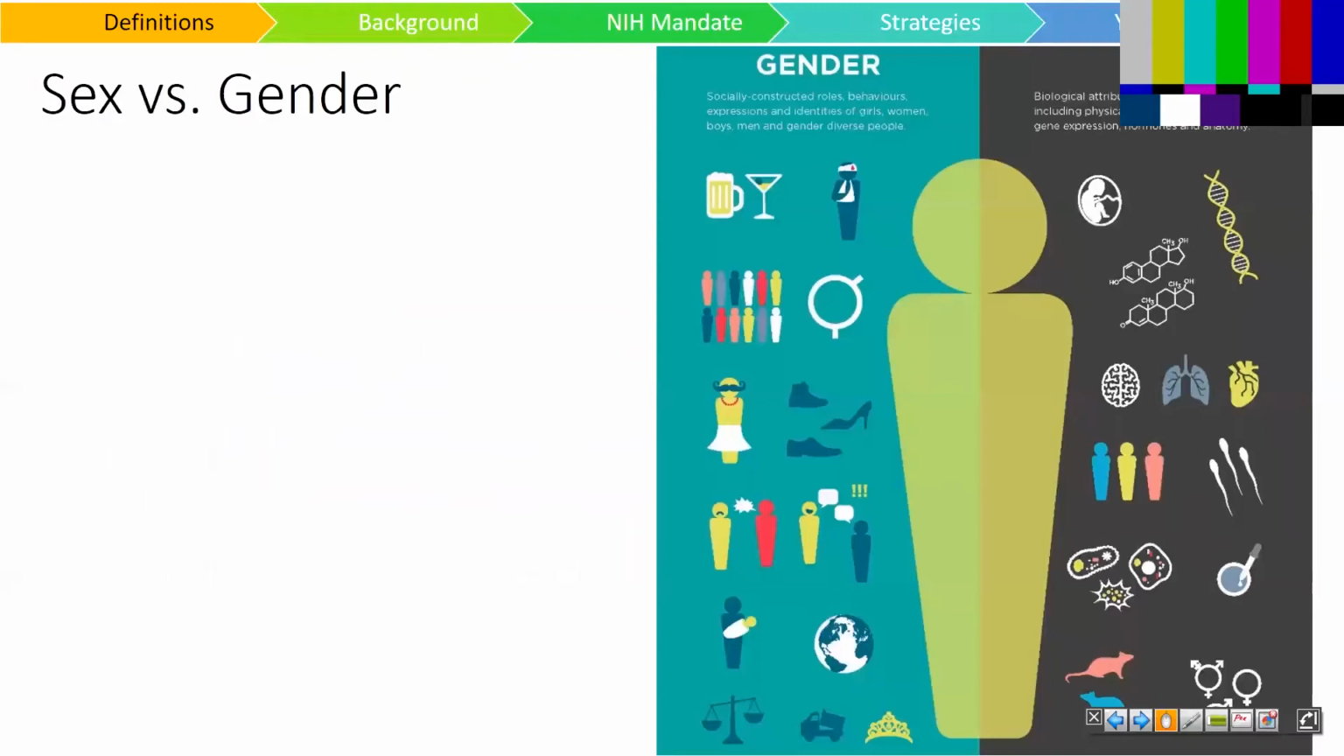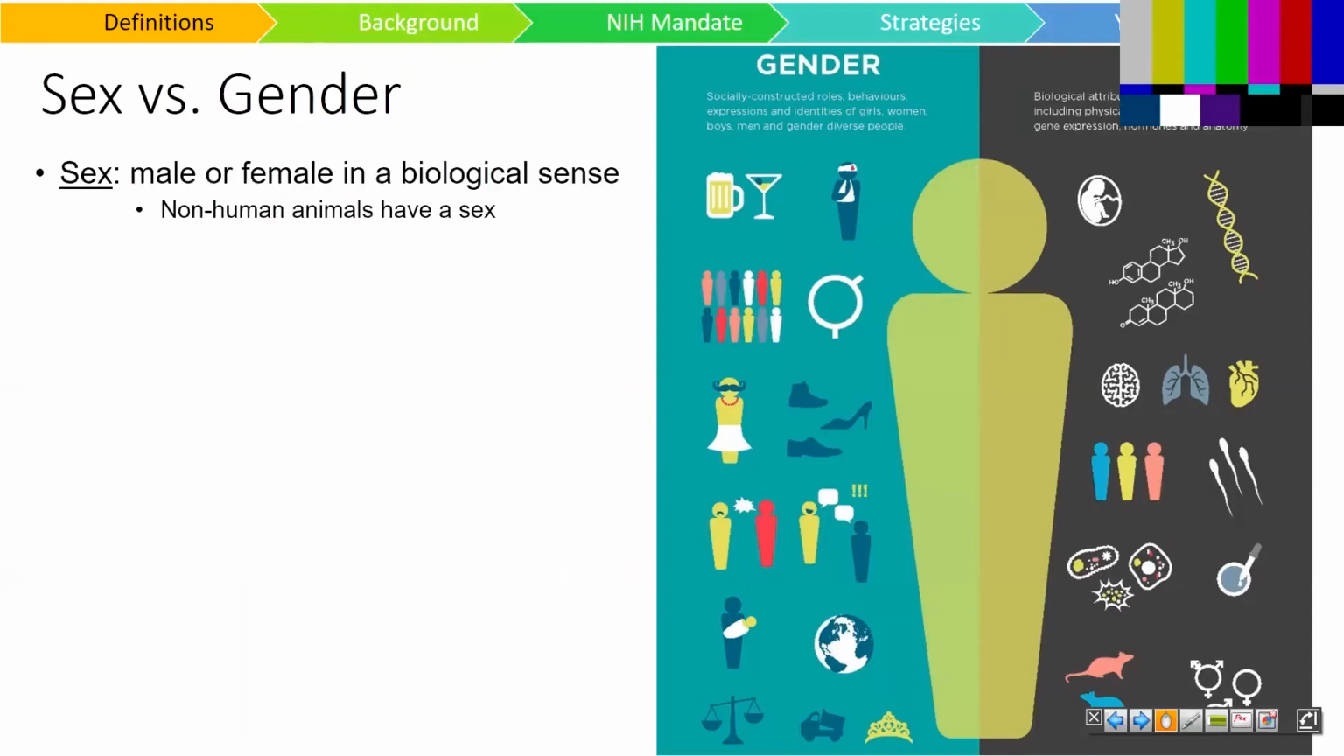The first piece I think is very important to talk about up front is sex versus gender. These two terms are often used interchangeably. I want to be very specific here that today I'm talking about sex at the genetic level. So I'm talking about X and Y chromosomes and how they make a genetic male or female. The definition for sex is male or female in a biological sense. Largely, non-human animals have a sex, so we can identify that very clearly.